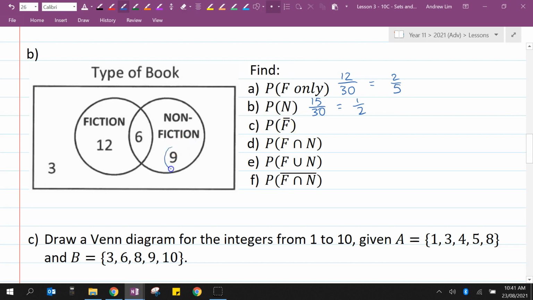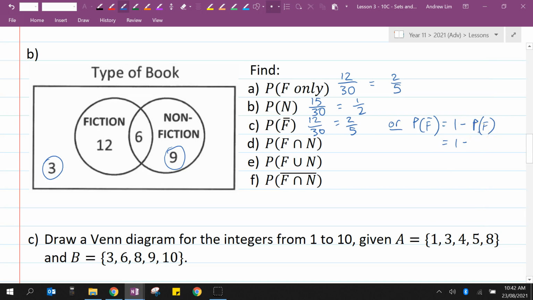Well, these people don't like fiction. Same with this. There's 12 people who don't like fiction. 12 out of the 30, which we know is 2 out of 5. Okay, another way of thinking about this is that the probability that they don't like fiction is 1 minus the probability that they do. So if we write that out here, probability that they don't like fiction is 1 minus the probability that they do like fiction.